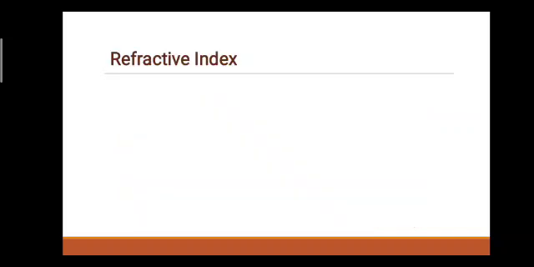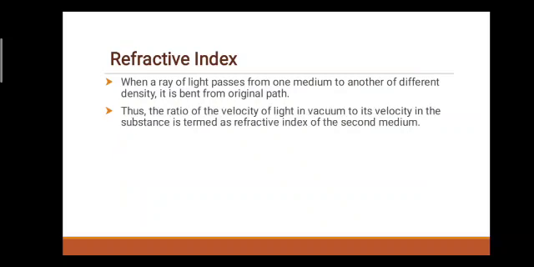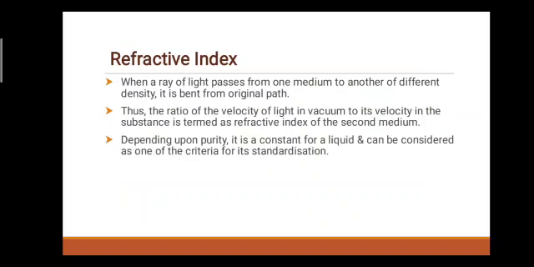Then the next, refractive index. When a ray of light passes from one medium to another of different density, it is bent from its original path. Thus, the ratio of the velocity of light in vacuum to its velocity in the substance is determined as the refractive index of the second medium. Depending upon purity, it is a constant for a liquid and can be considered as one of the criteria for its standardization.